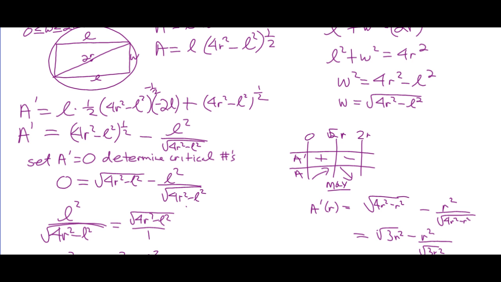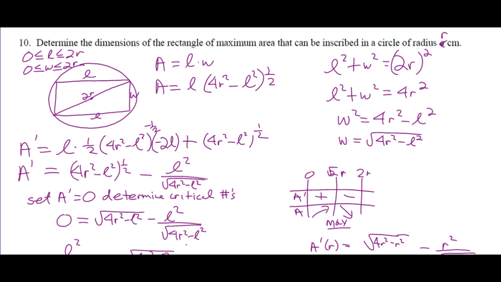And that's it, right? Oh, well, it's asking for dimensions though. So we worked out the length, so we have to work out the width. When L is equal to root 2r, then W is the square root of 4r squared minus 2r squared, because L squared is just 2r squared, which is the root of 2r squared, which is root 2r. So what shape could this possibly be if the length and width are the same?